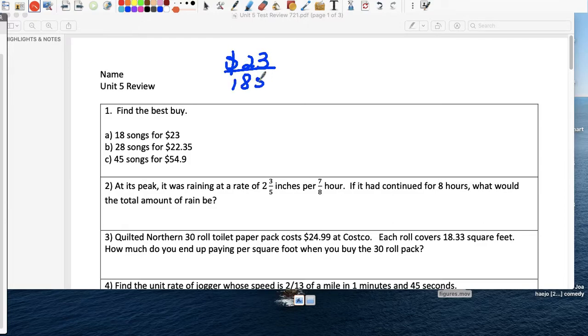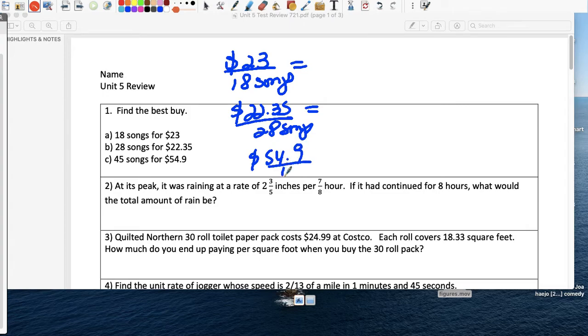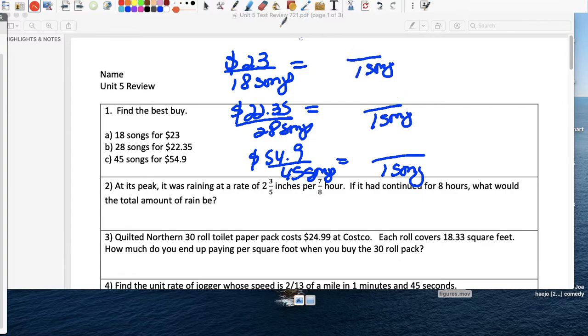So we have 18 songs here. What do you have here? 22.35 for 28 songs. And what's the last one? 54.9 for 45 songs. We want the unit rate. Remember, unit rate. So I want to know how much is one song in that package, how much is one song in that package, and how much is one song in that package.